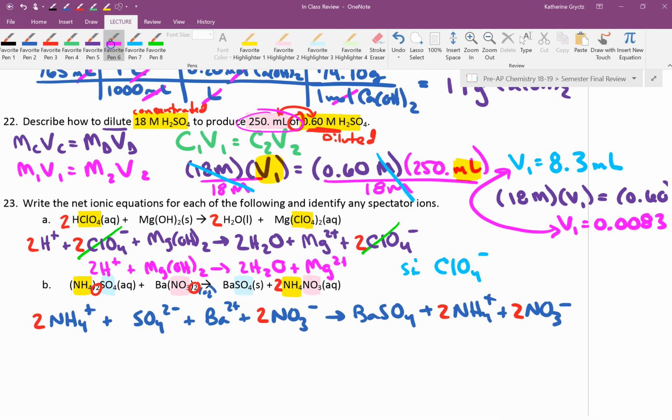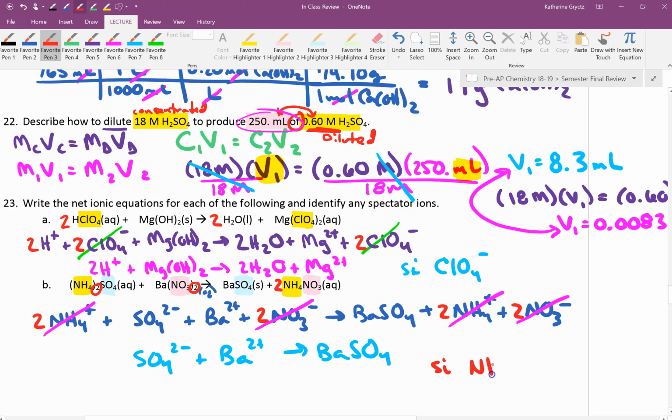Alright, so now I've got my total ionic. So I'm looking at anything that's identical. I see NH4 pluses. I see NO3 negatives. That's all that's identical, so I'm going to copy down what's left. And my spectator ions are NH4 plus and NO3 negative. Okay, make sure that you don't forget these guys. They're very important to show. Okay, and over on the spectator ions, it has to match exactly.